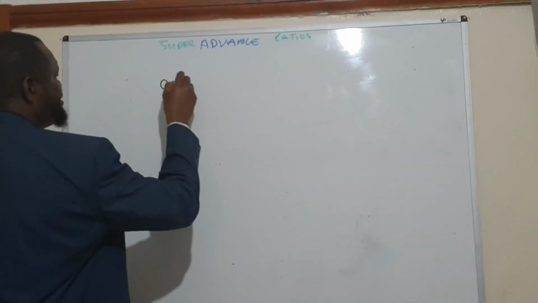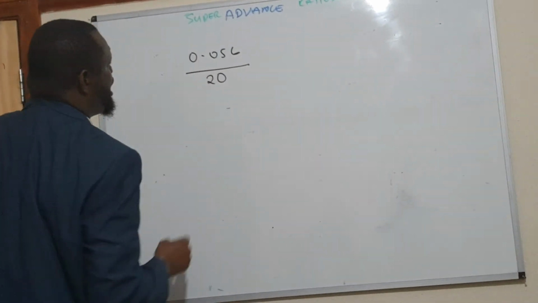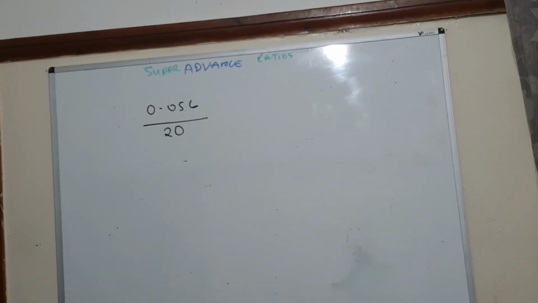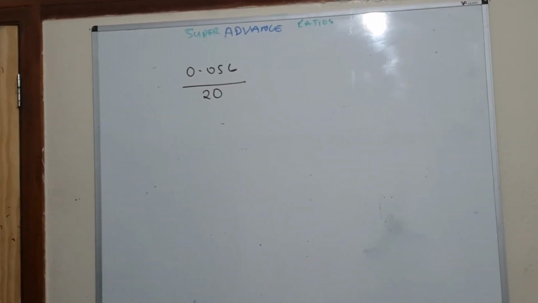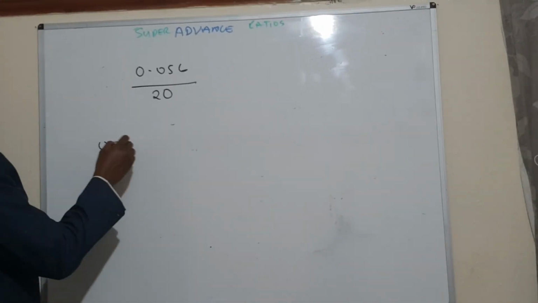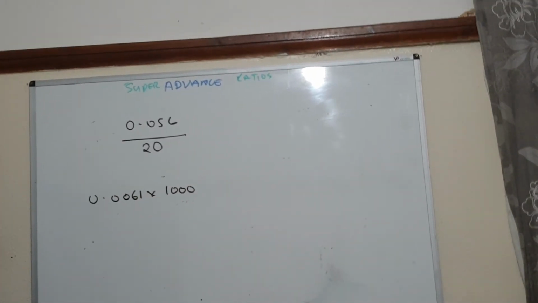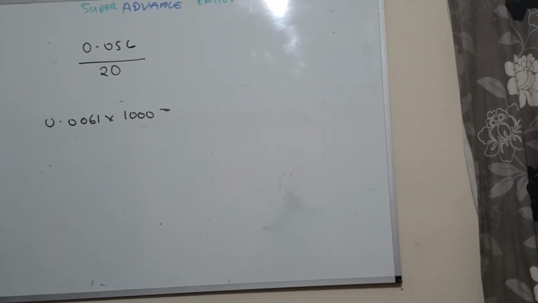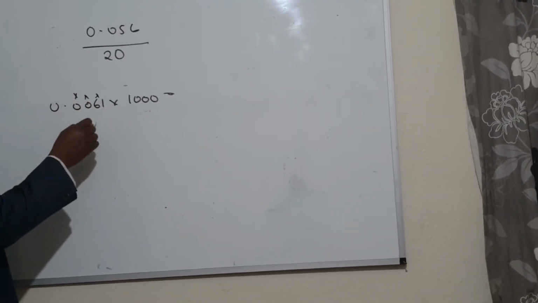If you do 0.056 divided by 20, how would you do this in maths? How would you do this? I don't know whether we should waste our time on decimals. If I said 0.0061 times 1,000, what is the answer? You have to move the decimal place 3 places. So it will be 6.1. The decimal place will move 1, 2, 3.